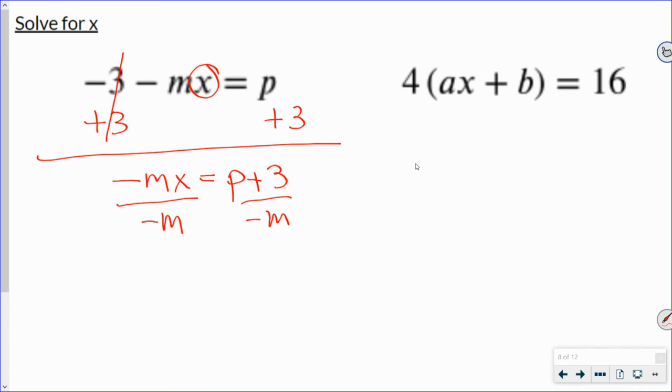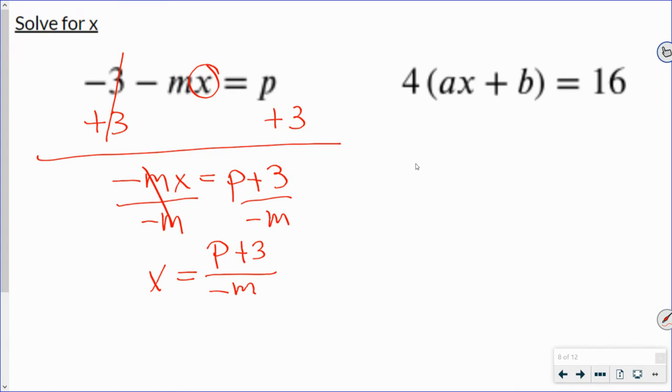So the question takes us back now to, why did I divide by negative m? Well, a negative m divided by a negative m will give me a positive 1. Those are inverse operations with multiplication. If I'm adding or subtracting, I'm going to put the opposite sign, but if I'm dividing, I'm going to include the same sign of what I'm dividing so that I have 1. Inverse, what I'm looking for. So those will cancel out, leaving me with just x. And this will be p plus 3 divided by negative m.